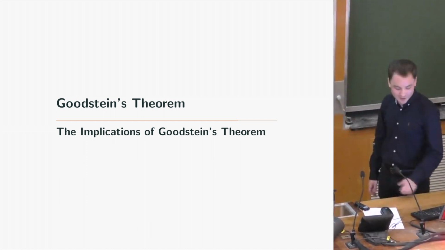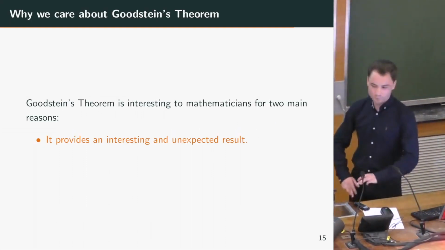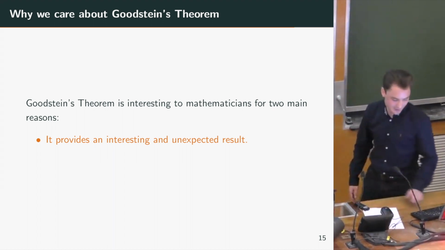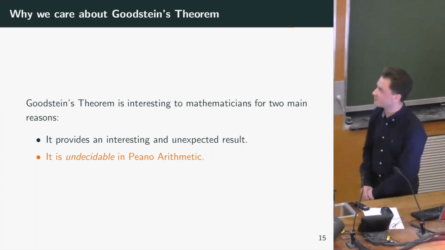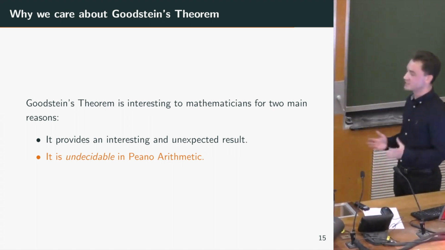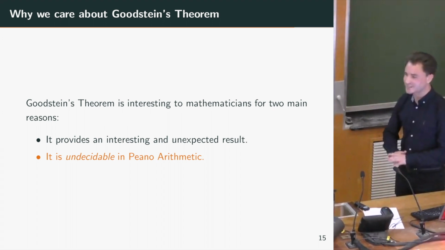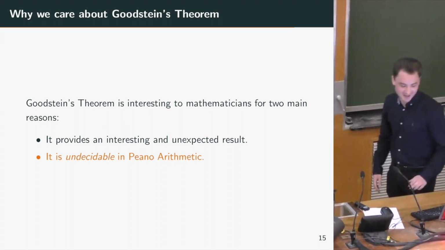It's really cool, but why do we care about it? Well, there is that it's just cool. It's an unexpected result, which is quite interesting. But the main reason mathematicians are interested in it is because it's undecidable in Peano arithmetic, which I'm dropping 2 big keywords on you there.